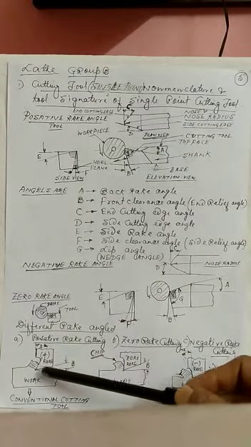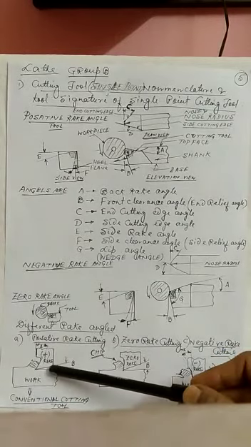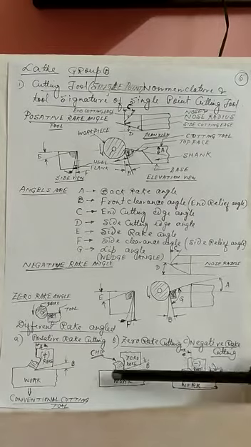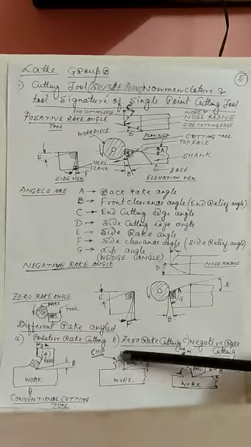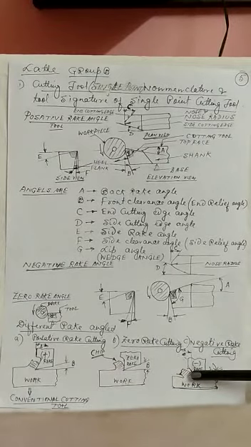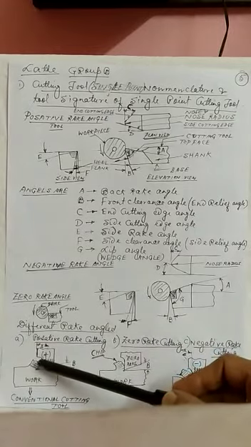But here there is a clearance angle, the front clearance angle, and there is also a front clearance angle here. But the difference is that here there is no rake angle, so this angle is 90 degree, with no clearance angle. Here the rake angle is greater than 90 degree, and here the rake angle is less than 90 degree.